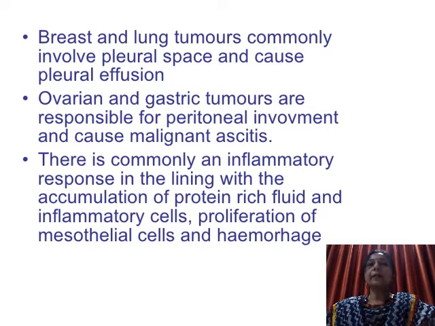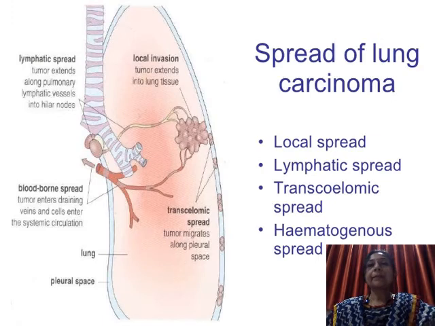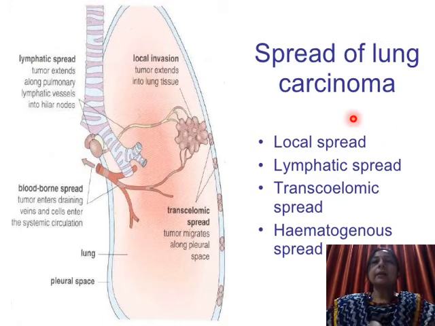There is commonly an inflammatory response in the lining with the accumulation of protein-rich fluid and inflammatory cells, with proliferation of the mesothelial cells and hemorrhage. This is known as effusion. So peritoneal effusion and pleural effusion are common with certain malignancies. See, this is a diagram showing each and every spread.